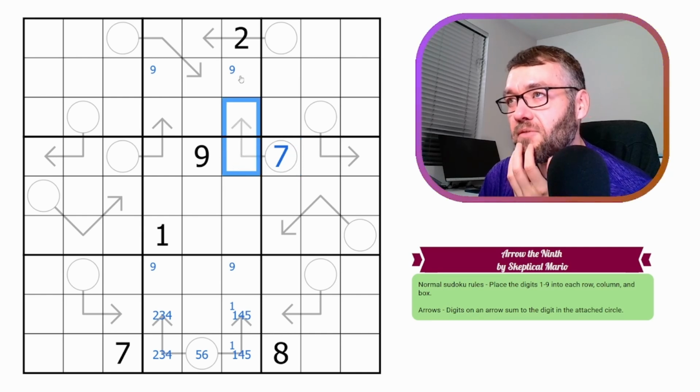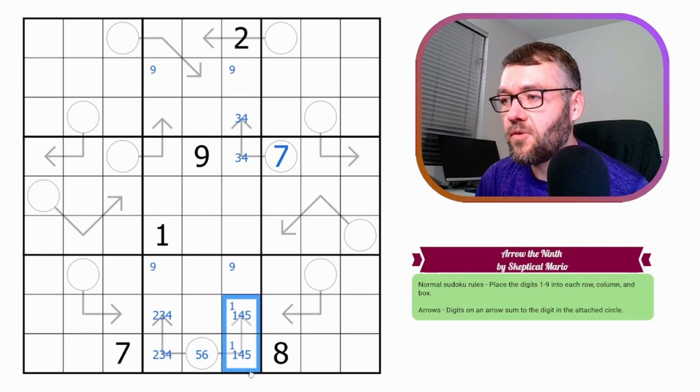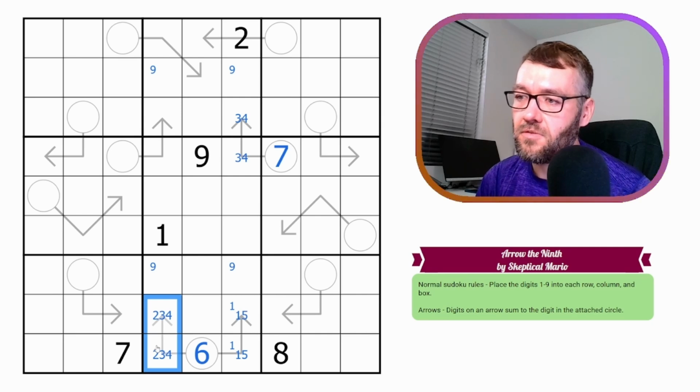So what are the ways to get 7? We can't do 2, 5. We can't do 1, 6. So the only other option is 3, 4. So that means 4 can't go down here. So that means this is a 1, 5, so that makes this a 6. Which means this is 2, 4 over here.